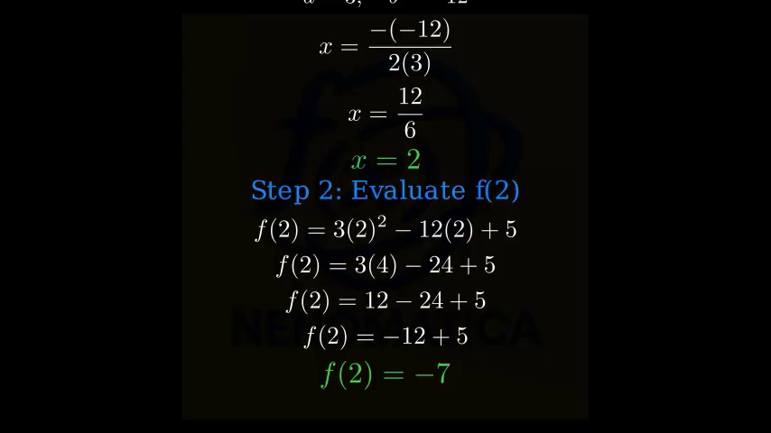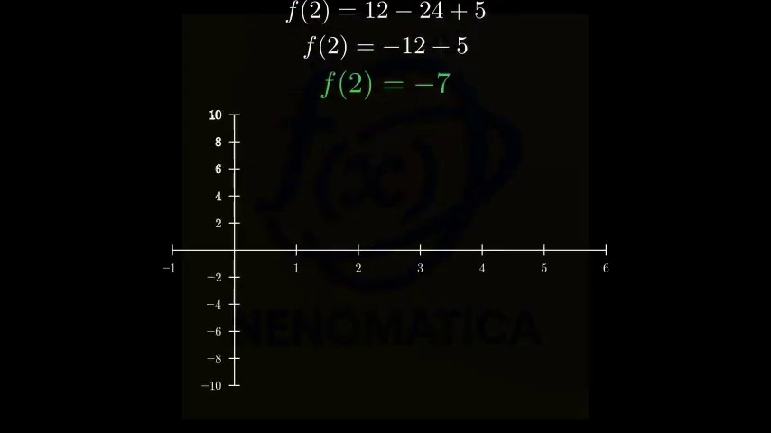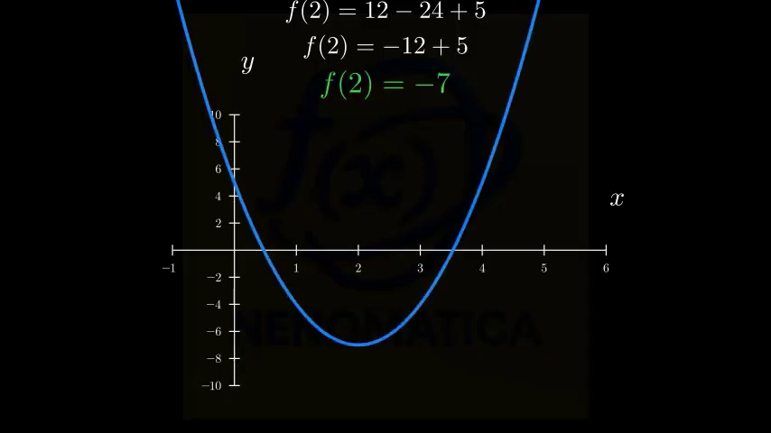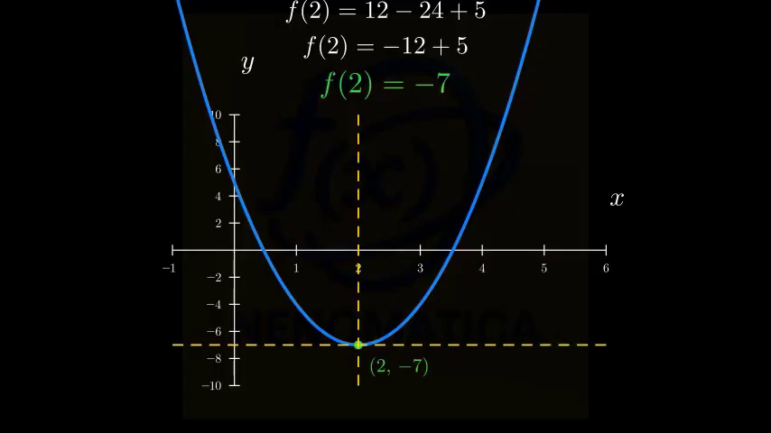To build intuition, let us visualize the parabola. Here is the coordinate plane, and the graph of f of x equals 3x squared minus 12x plus 5. The parabola opens upward, so its vertex is a minimum. We mark the vertex at x equals 2, y equals negative 7. The gold dashed lines show x equals 2 and y equals negative 7.